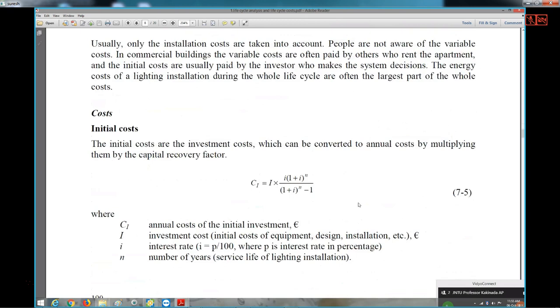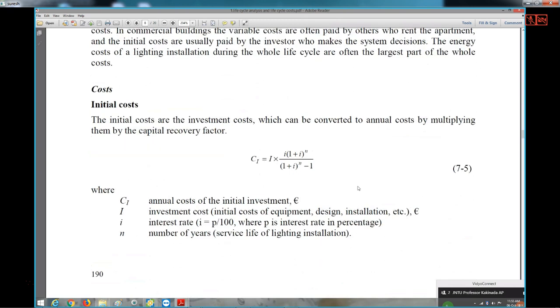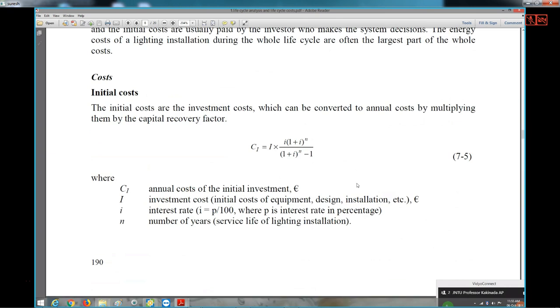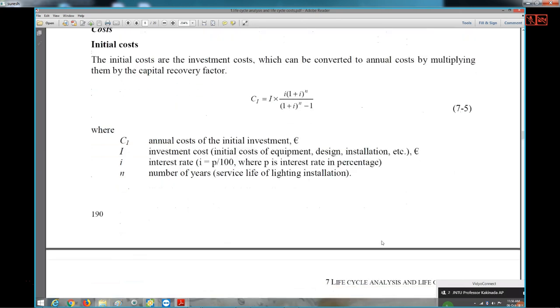And coming to the cost, the initial cost of this lamp, the capital recovery factor, that is the annual cost of the initial investment: CI equals I into small i of 1 plus small i whole power n divided by 1 plus small i whole power n minus 1. So capital I is the investment cost and capital CI is the annual cost of the initial investment, and small i is the interest rate, i equals P divided by 100. P is the interest rate in percentage, where n is the number of years.